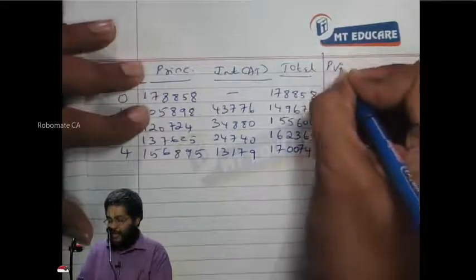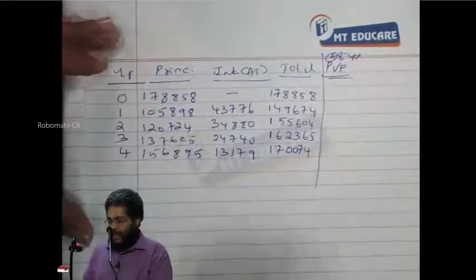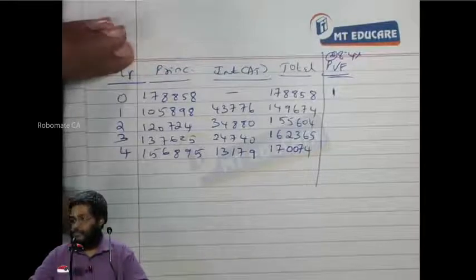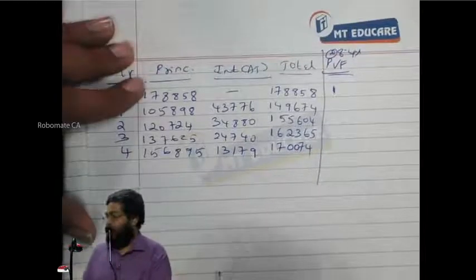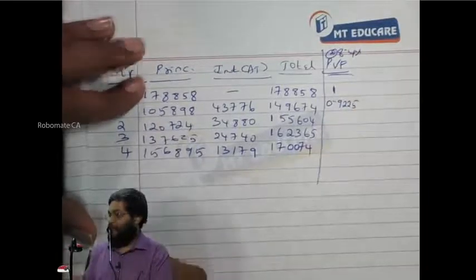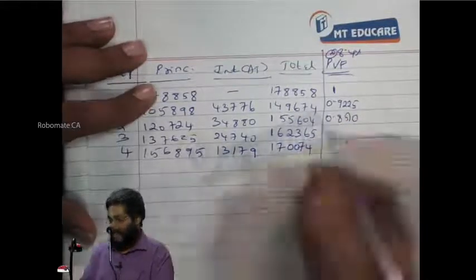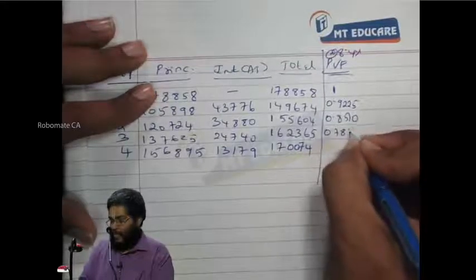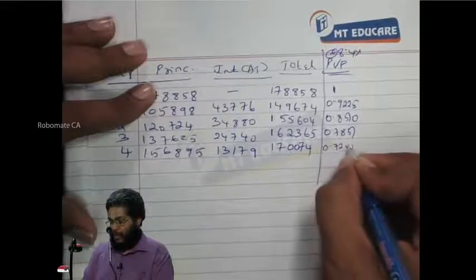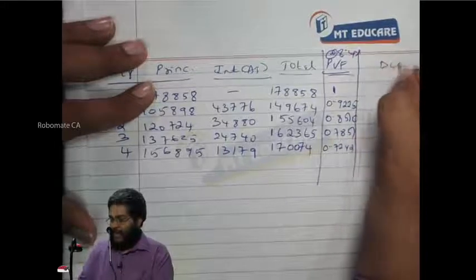Now, I have the present value factor at 8.4%. The value factor for year 0 is 1, year 1 is 0.9225, year 2 is 0.8510, year 3 is 0.7851, and the last is 0.7242. This is going to be the present value factor. Everybody, yes or no? Now I'm going to have the discounted cash flow.